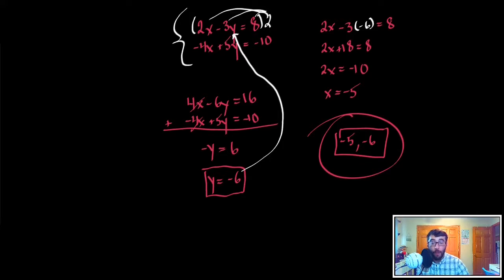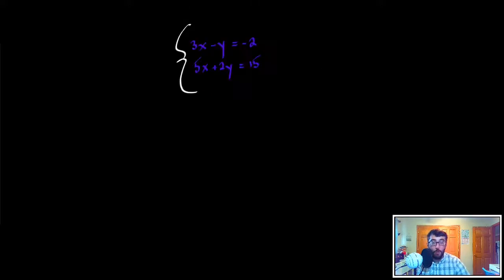So that was a problem where it was easier to use elimination. Let's take a look at one more where substitution would be easiest. Okay, so we have a new problem here. We have 3x minus y is equal to negative 2, and the second equation is 5x plus 2y is equal to 15. Now, you can solve this either way, just like I said, but personally, I would choose substitution because I'm looking at this first equation, I'm going, man, I can get that y by itself so easily, okay? So I'm going to solve for y in this first equation here and use substitution.